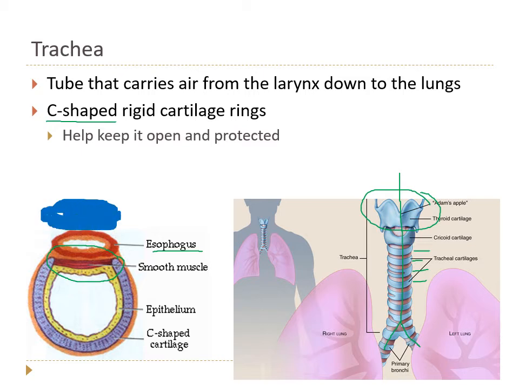So if you want to swallow a big mouthful of something, you need to be able to have your esophagus expand. So this needs to be able to push into this space a little bit when you swallow. So that's why the trachea has these C-shaped rings to keep it open and protected, but yet allow for you to still be able to swallow something more than liquids or pudding.